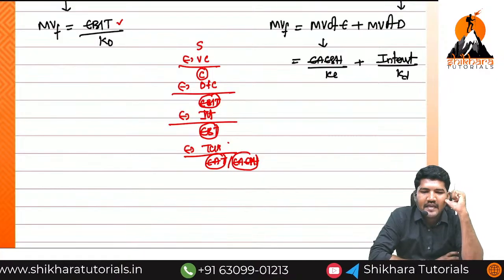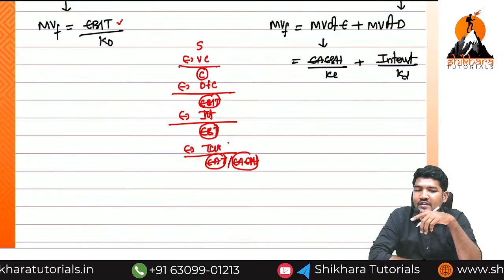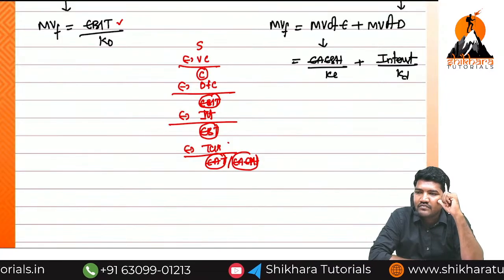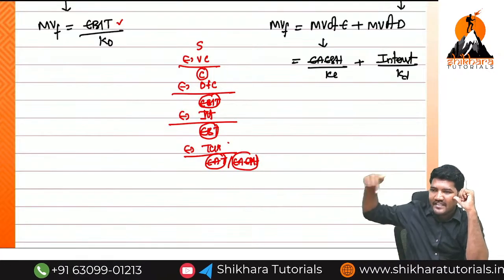EAESH divided by KE plus interest divided by KD. Now again I have a doubt. Sir, previously you took KO. Why are you considering KE here for equity calculation?